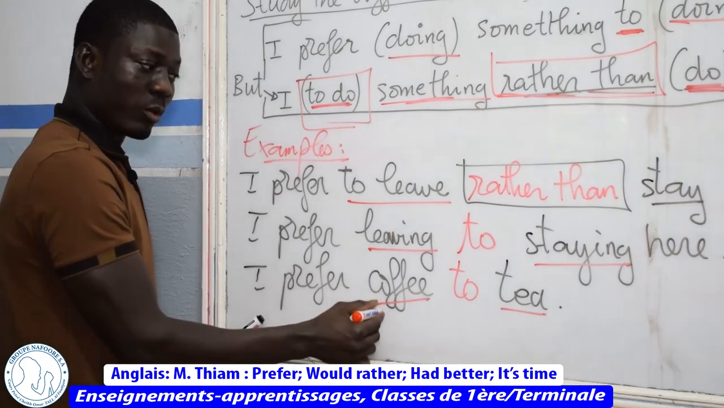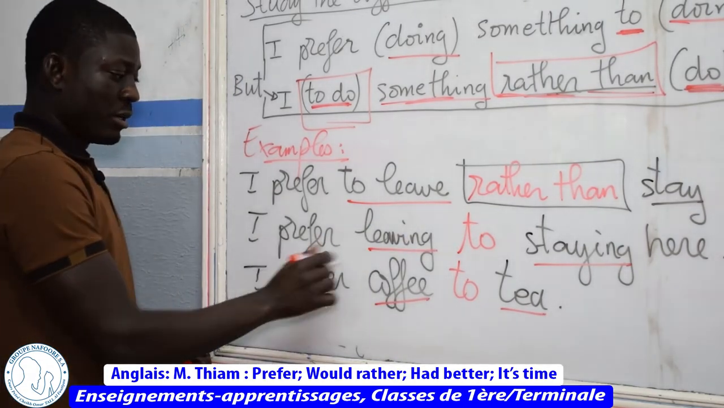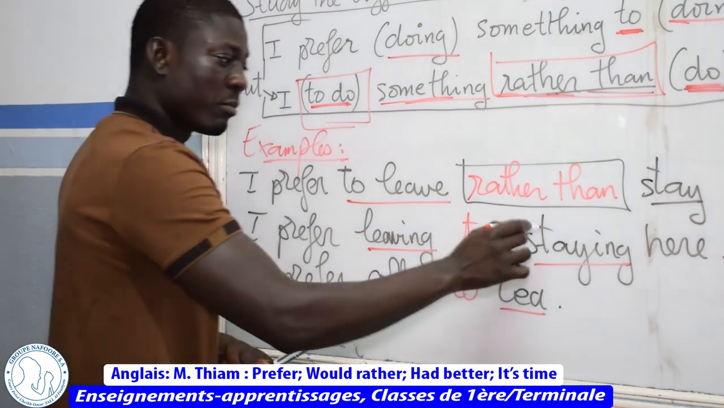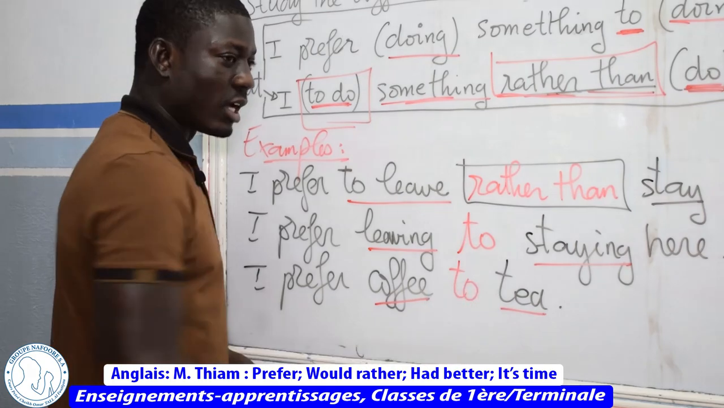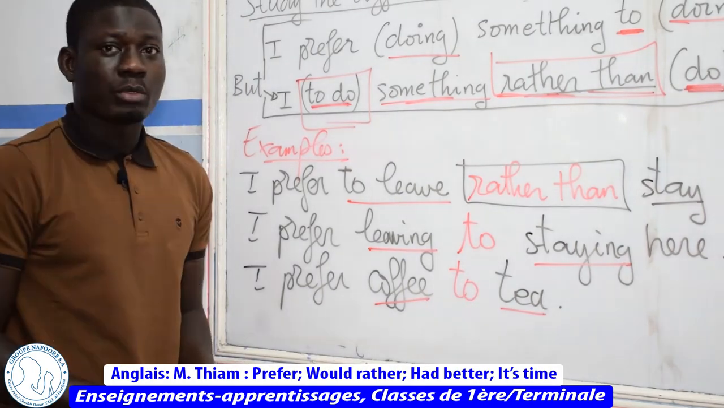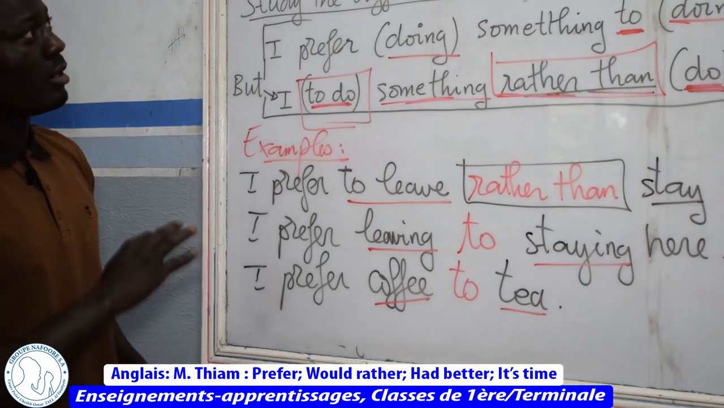Ing form or noun, to. Understand that? So, prefer plus ing form plus to plus ing form. Prefer plus noun plus to plus noun. It's as simple as that. This is the use of prefer. The different use of prefer.